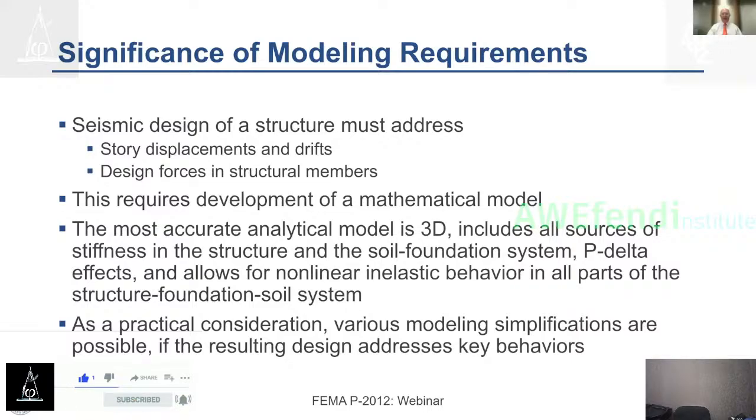And as a society, we need to be able to accommodate construction and growth, but do so safely. And so there are some simplifications that we can make. We'll talk about those as we go.